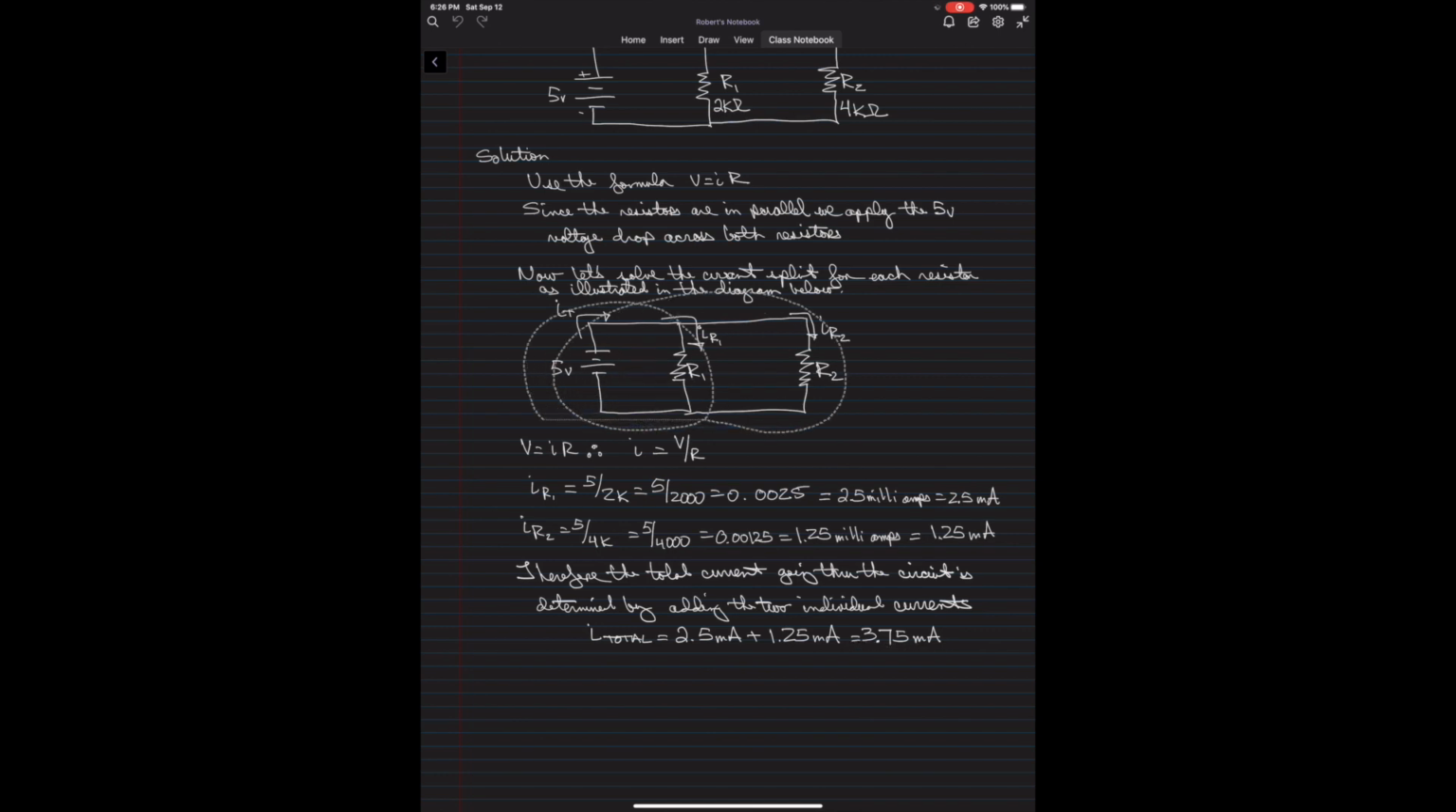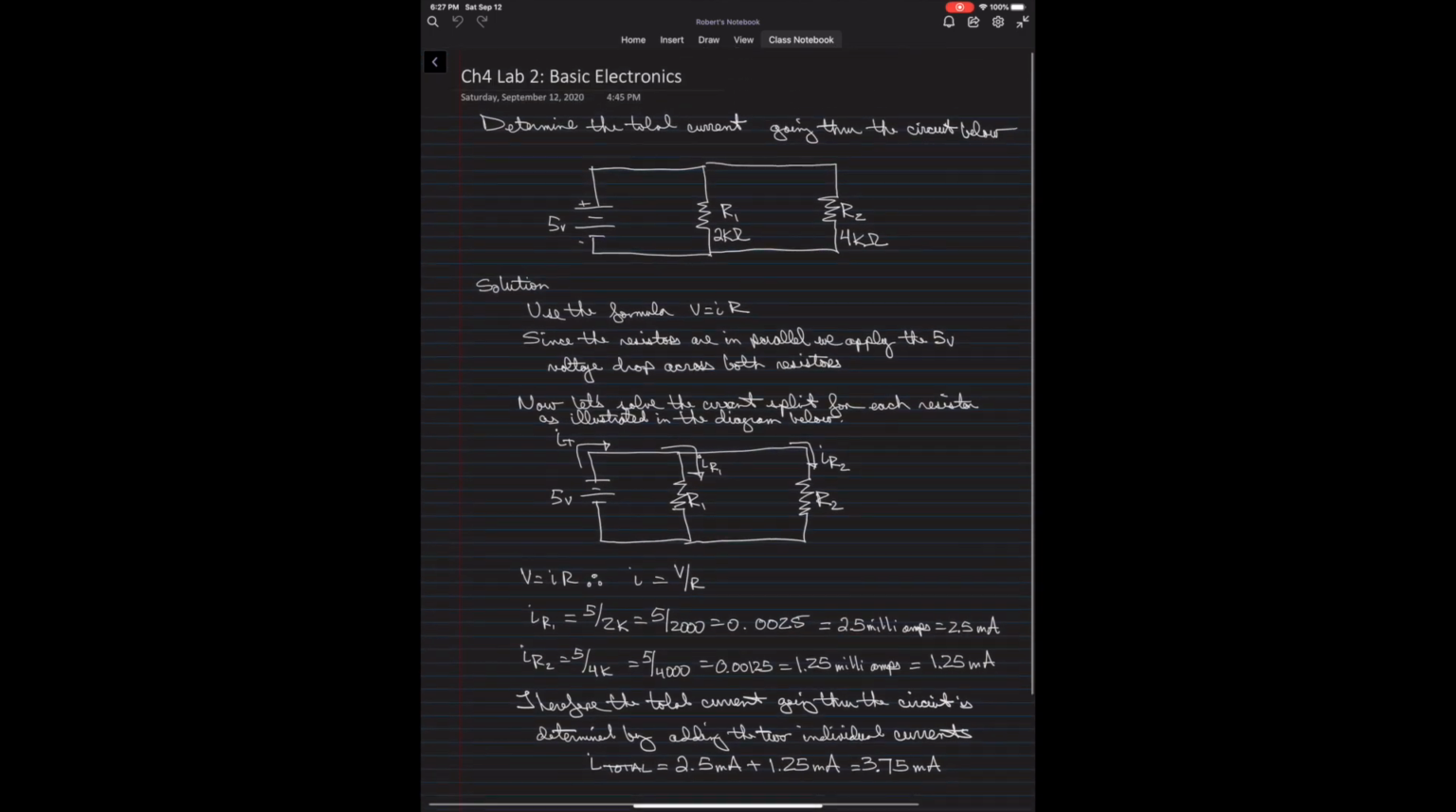And then we go through the same thing all over again. Part of the current is coming down R1, part of the current is coming down R2. It recombines at this point, and it splits, of course, at this point. Part of it's going over here, part of it's going over here, and so forth. So that is how we determine the total current for a parallel circuit.